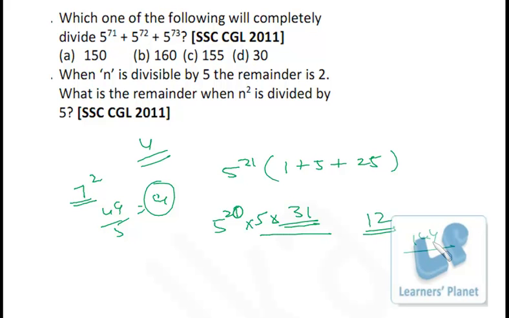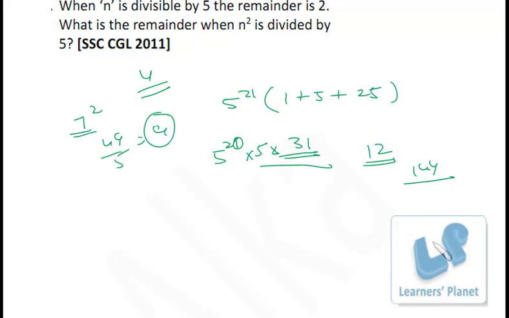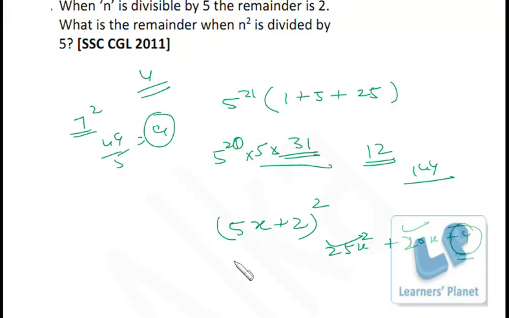And why it is happening, just listen to me carefully. See, when you divide a number by 5, the remainder is 2. That means the number is in 5x plus 2 format, right? Now, if 5x plus 2 is squared, you'll be getting 25x square plus 20x plus 4, right? So if it is divided by 5, the remainder is 4, because this number is a multiple of 5, this number is a multiple of 5, so obviously you'll be getting the remainder as 4 only. Okay, so that is the algebraic story behind this, but in the examination you can perform this sort of calculation.